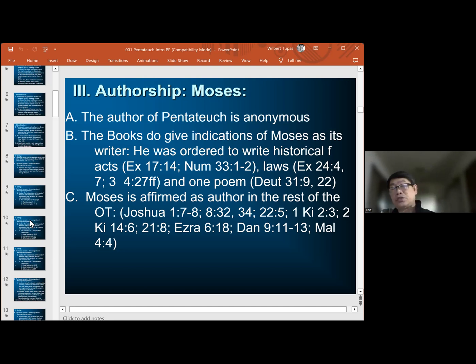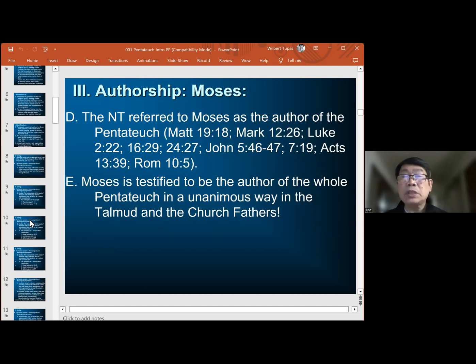So the book itself, the Pentateuch, indicates that Moses wrote the book. The Old Testament affirmed that. Also the New Testament referred to Moses as the author of the books of the Pentateuch. For example, Matthew chapter 19, verse 18, where it gives the reference to the law of Moses or the book of Moses. So they have reference Mark chapter 12, verse 26. The law was referred to as the law of Moses.